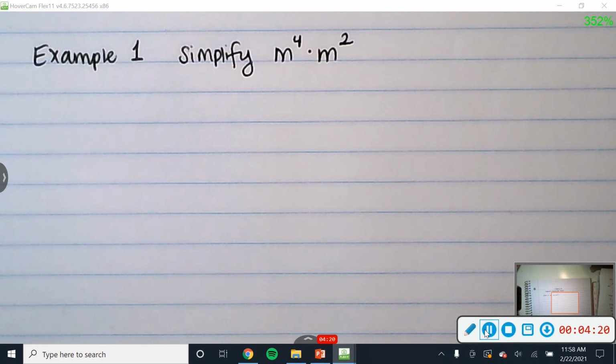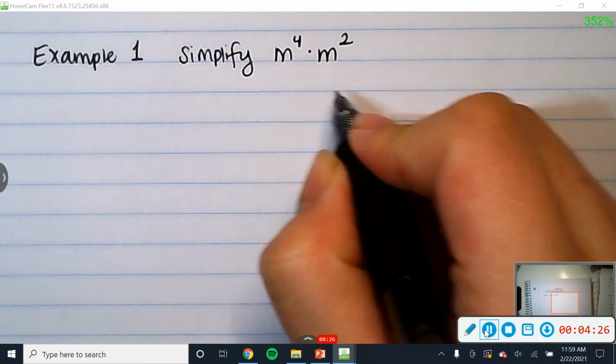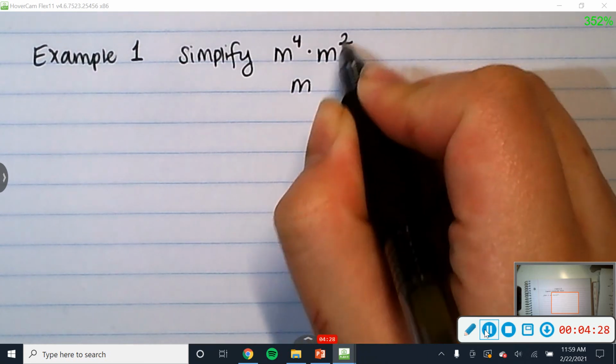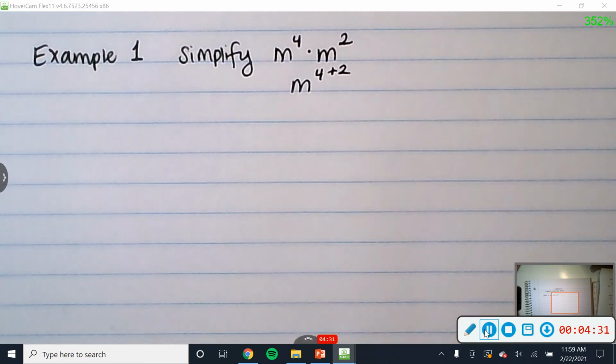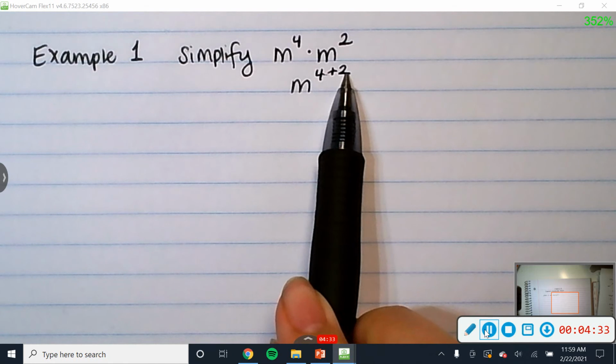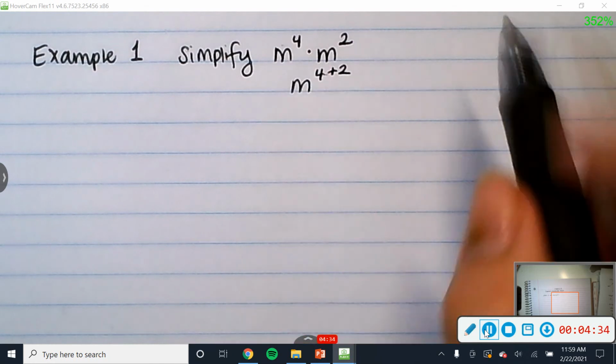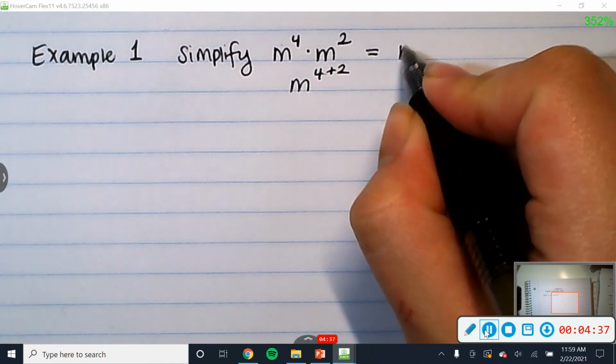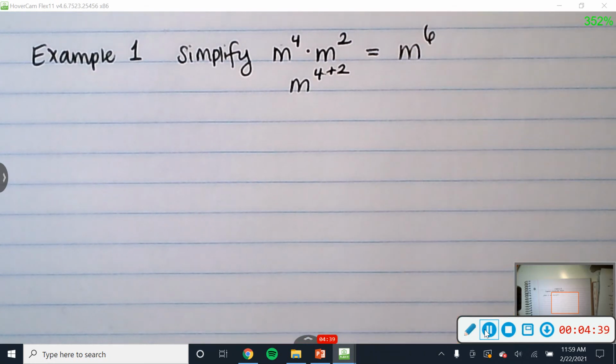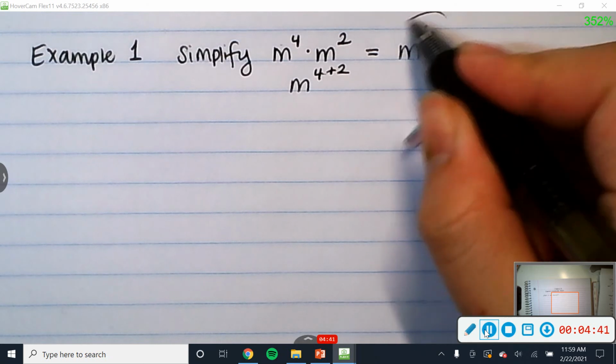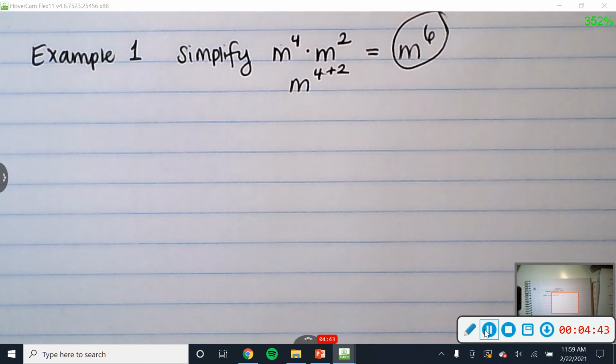Okay, hopefully you tried to solve this on your own. So again, these have the same base, the same letter, m. So all I have to do is add together the 2 exponents. So I just add together 4 plus 2. So m to the 4th times m to the 2nd power is the same thing as m to the 6th power. And this would be my simplified expression.